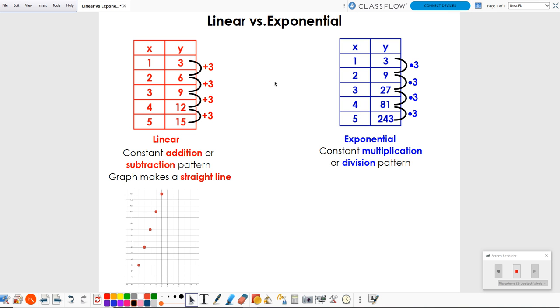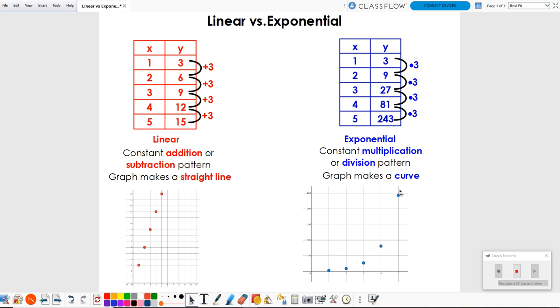So what I want you to notice is even though it's a constant pattern, the numbers in the exponential function increase much more quickly. So when you graph it, it doesn't make a straight line anymore. An exponential function, when you graph it, looks like a curve.